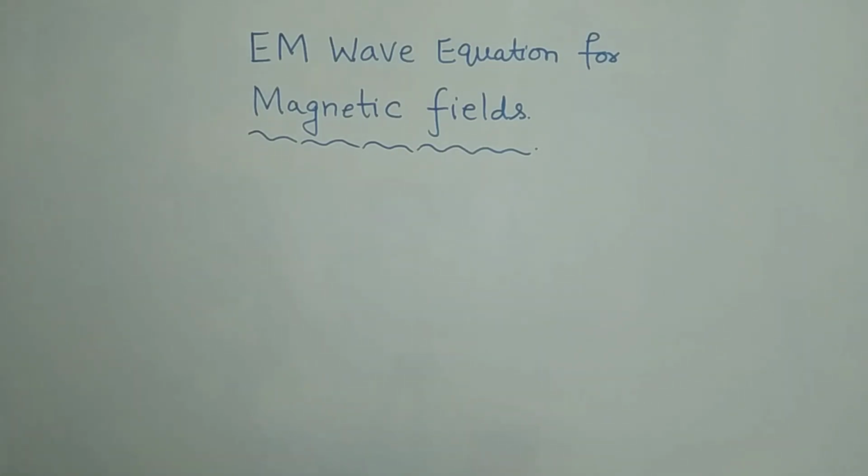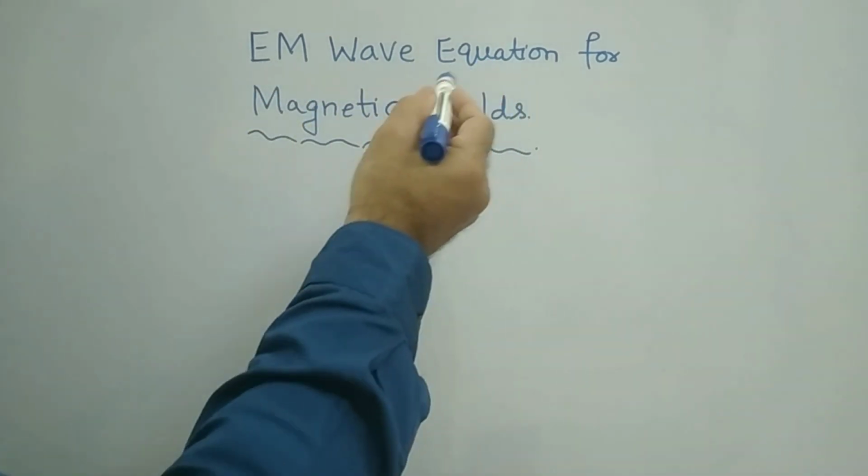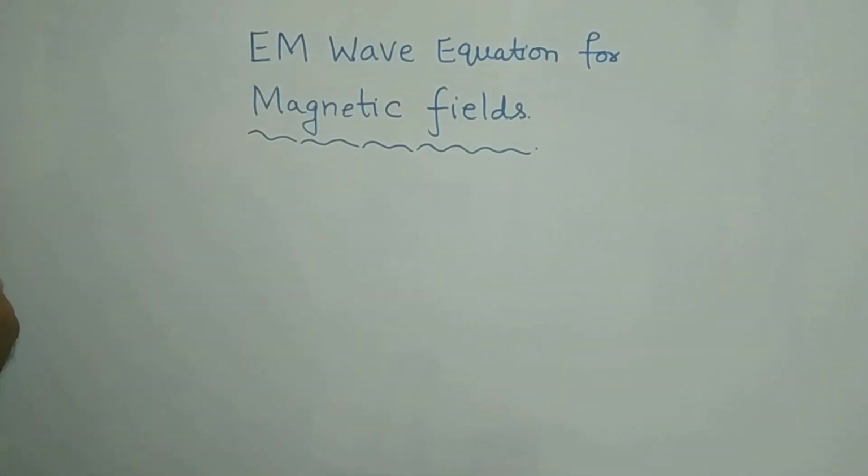Welcome to another presentation on the electromagnetic wave equation for magnetic fields. In the last presentation, if we recall, we saw the electromagnetic wave equation for the electric field, right?